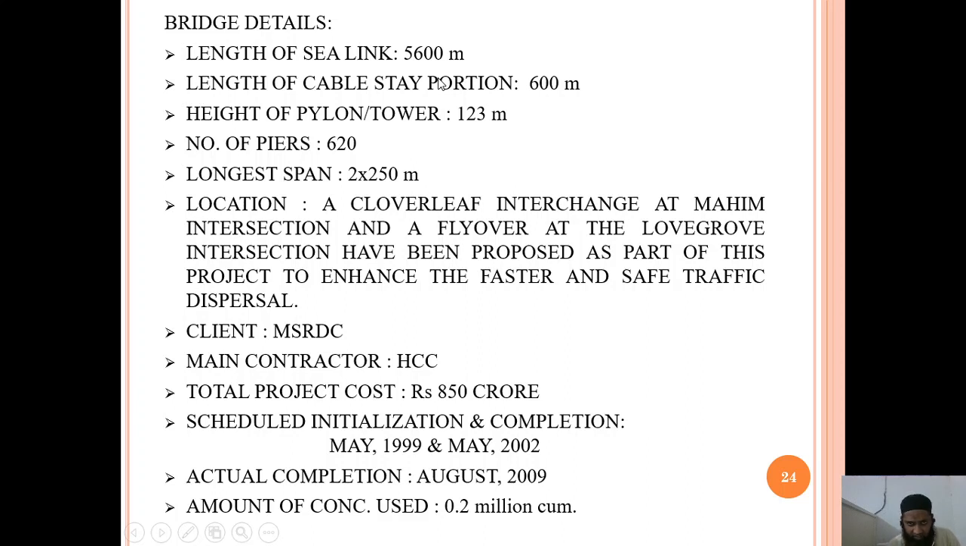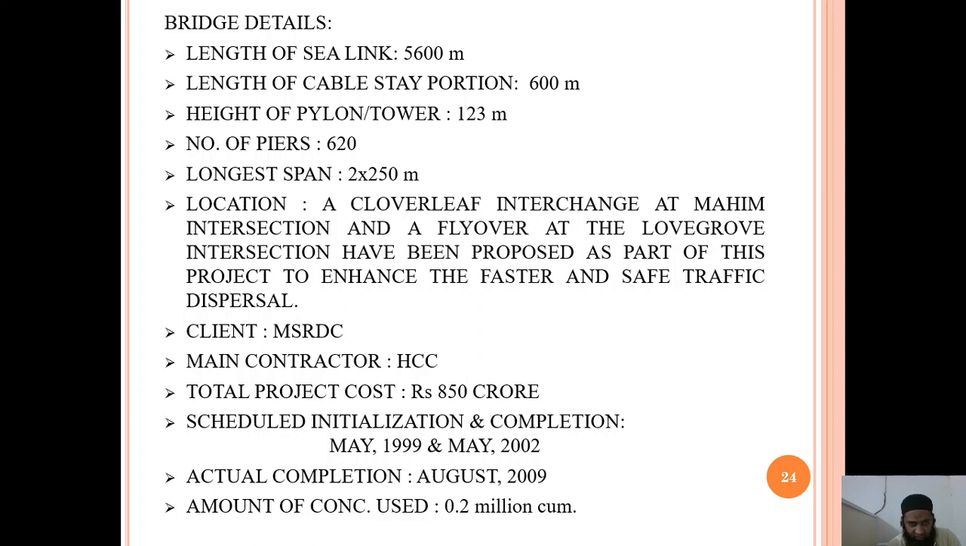The length of the sea link is 5,600 meters. It is a big sea link. Now, what is the length of the cable stay portion? The whole sea link is 5,600 meters. The length of the cable stayed portion is 600 meters. So basically, the cable stayed bridge will be constructed for 600 meters.